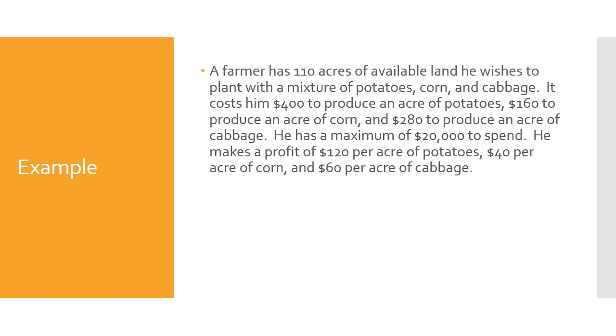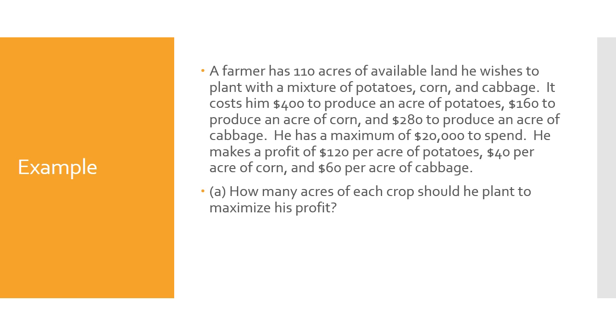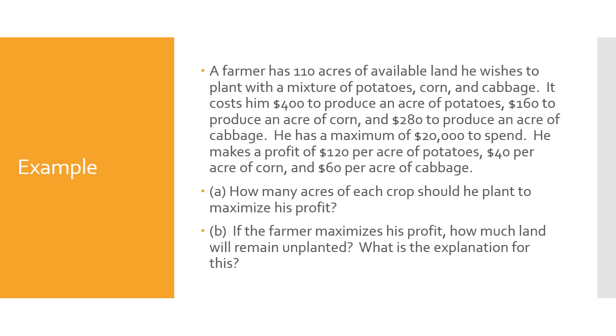So a farmer has 110 acres of available land he wishes to plant with a mixture of potatoes, corn, and cabbage. It costs him $400 to produce an acre of potatoes, $160 to produce an acre of corn, and $280 to produce an acre of cabbage. He has a maximum of $20,000 to spend. He can make a profit of $120 per acre of potatoes, $40 per acre of corn, and $60 per acre of cabbage. We need to find out how many acres of each crop he should plant to maximize his profit. And if he maximizes his profit, how much land will remain unplanted and why?